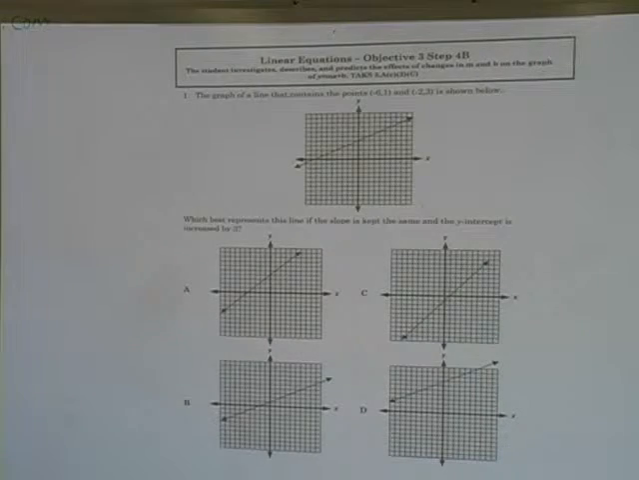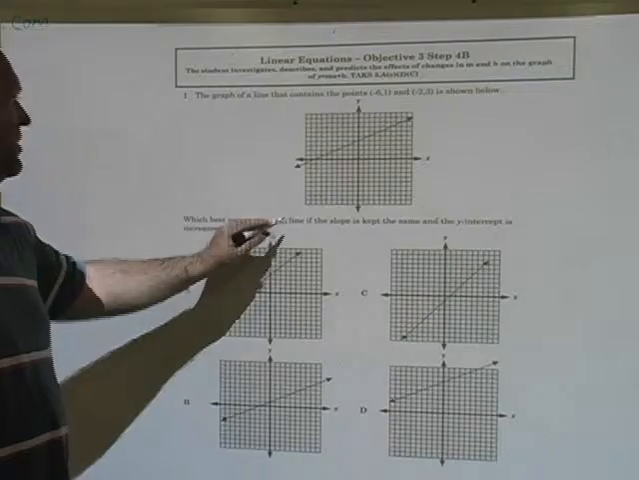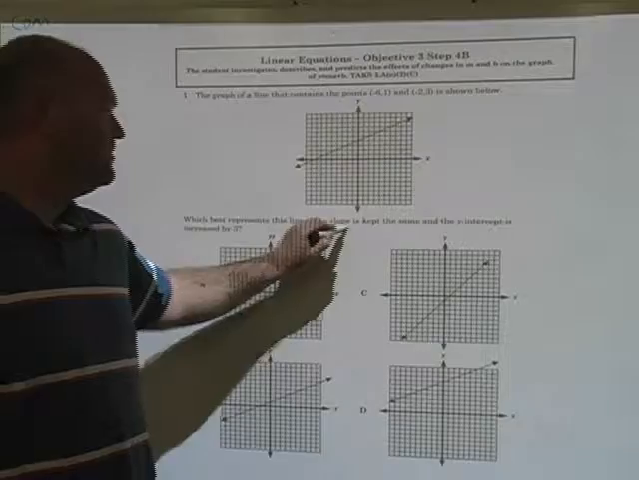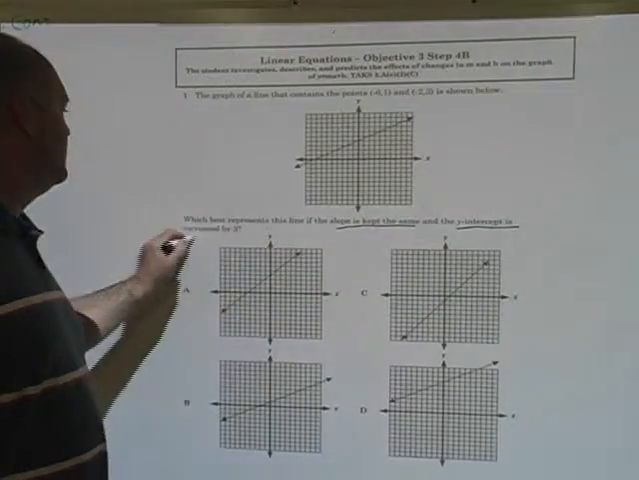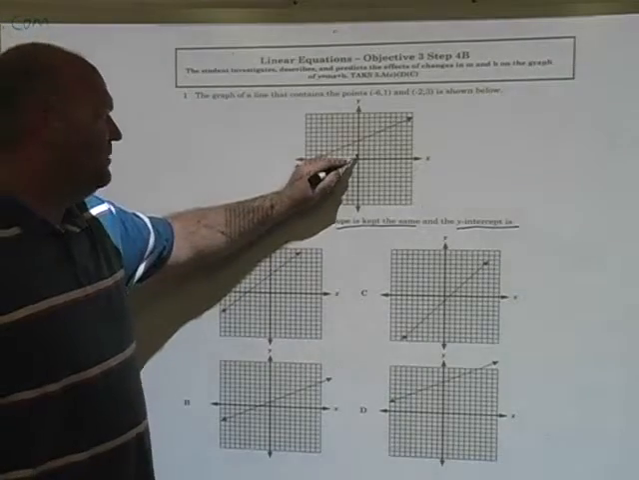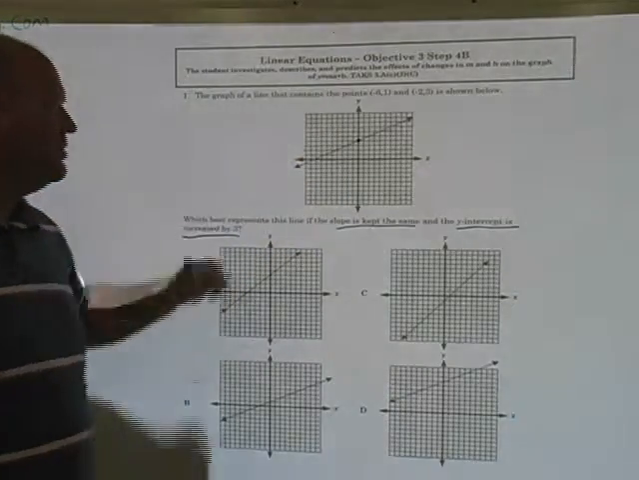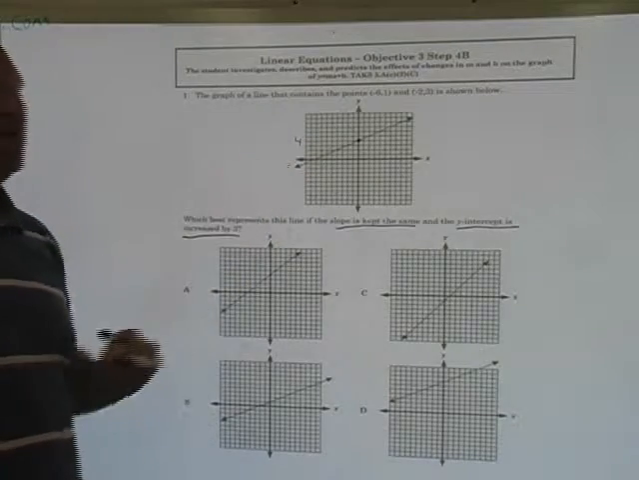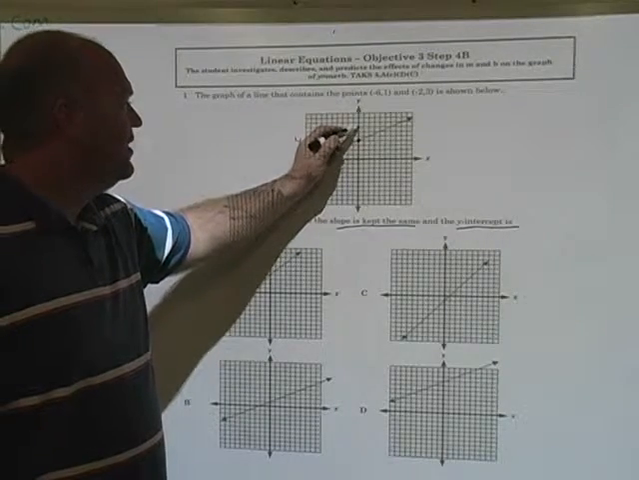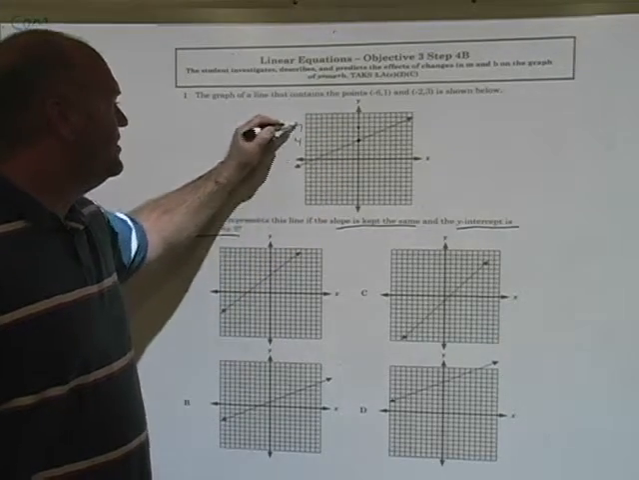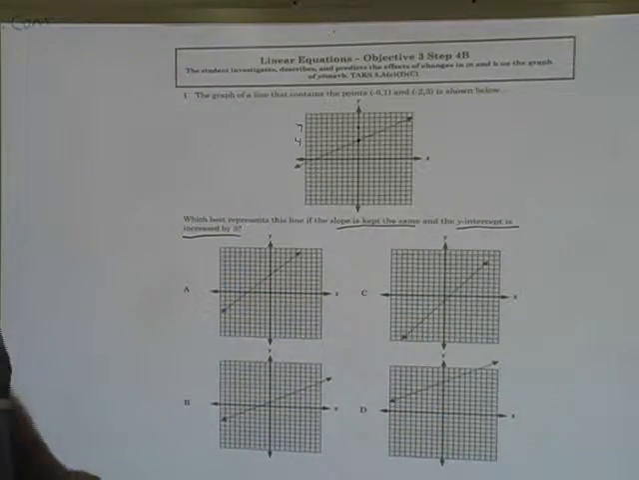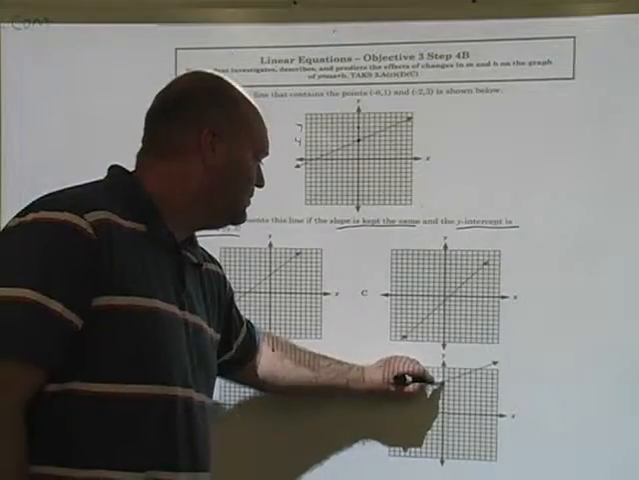Okay, here we've got a line, and we want to keep the slope the same and increase the y-intercept by 3. Okay, look at your y-intercept. For this one, the y-intercept is at positive 4. If you increase that by 3, you're going to increase it up to here where y is 7. And look at your lines down here. Which one has a y-intercept of 7? Right there.